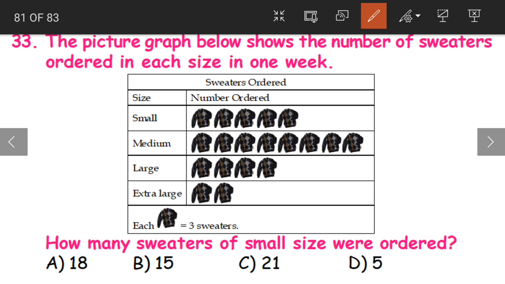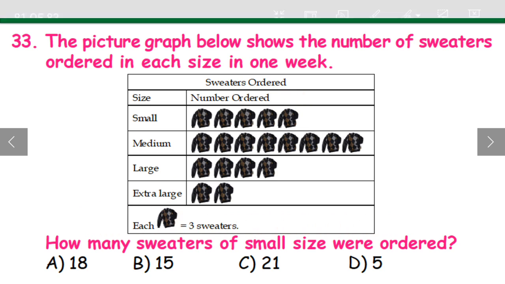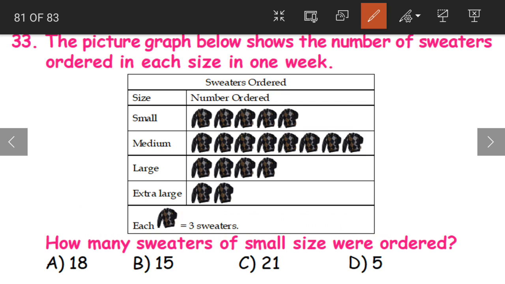Now question 33. The picture graph below shows the number of sweaters ordered in each size in 1 week. Now how many sweaters of small size were ordered? What do we want children? We want the number of sweaters of small size. Size is small. How many were ordered? 1, 2, 3, 4, 5. We are having 5 pictures here. Yes. So were 5 sweaters ordered of small size?